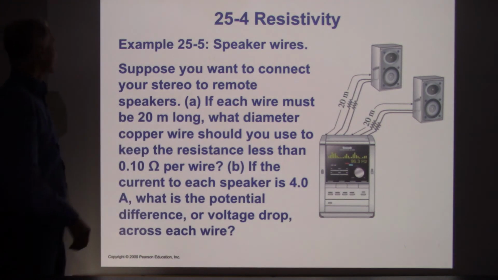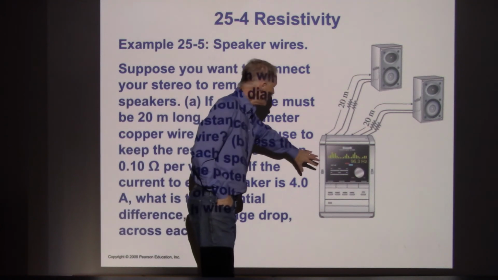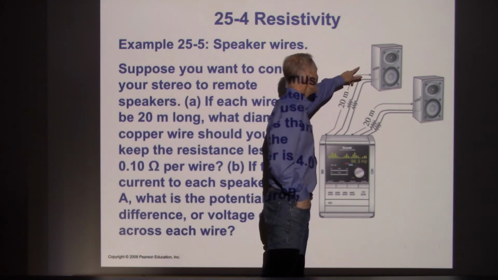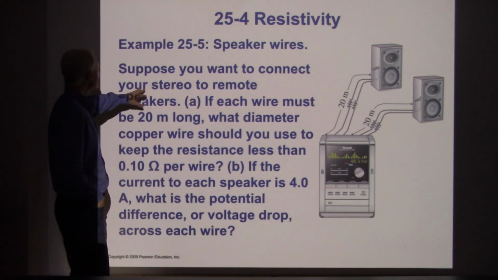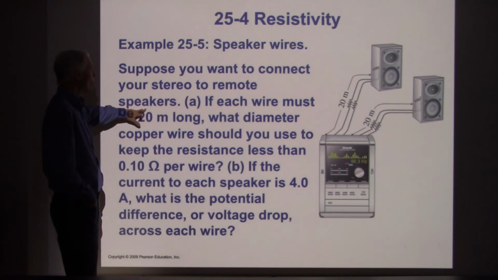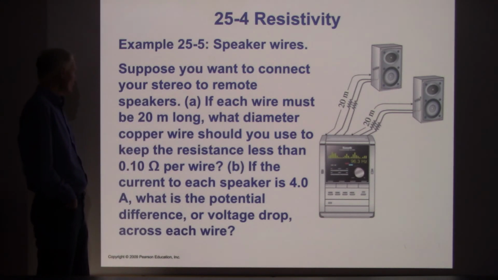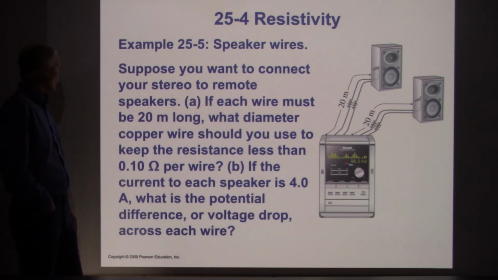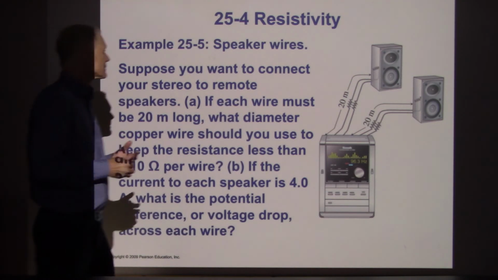Here are some speaker wires. Here's an example where we've got a sound system driving some speakers. We've got 20 meters of wire running out to these speakers that we've placed. It says you want to take your stereo and connect it to some remote speakers. It says each wire is 20 meters long. What diameter of copper wire should you use to make sure that the resistance is no larger than 1/10 of an ohm? So the idea is this.